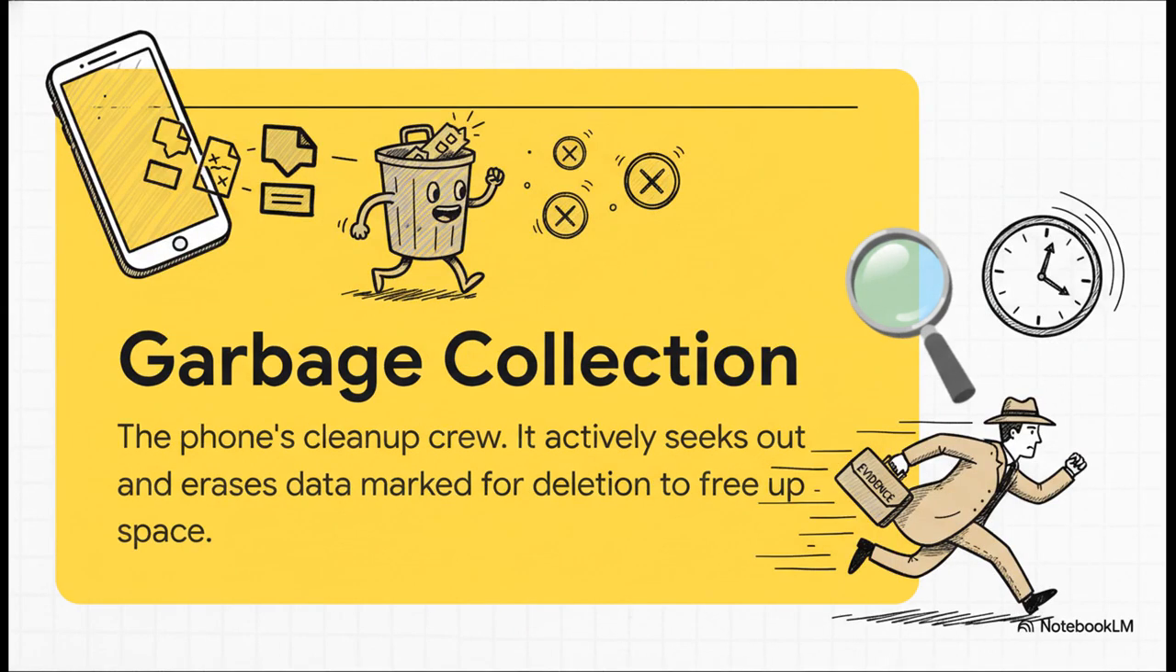And then you've got the phone's little cleanup crew, a process called garbage collection. See, when you delete a file, it doesn't get wiped right away. It just gets marked as space that's okay to overwrite. Well, garbage collection is the process that eventually comes along, finds that marked data, and erases it for good to free up space. It's a constant race against time for any investigator.